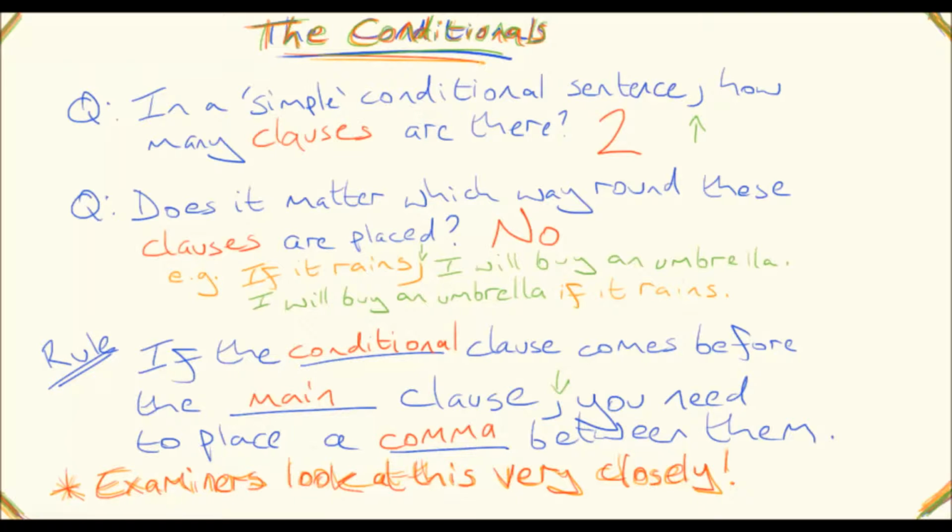When they're marking your writing and they see a conditional clause followed by a main clause, if you've forgotten to put the comma there, they let out a little evil laugh and put a red line through your sentence. So don't give them that satisfaction.